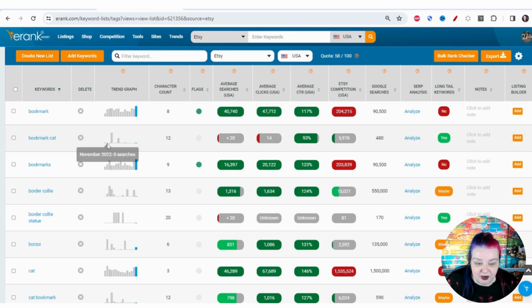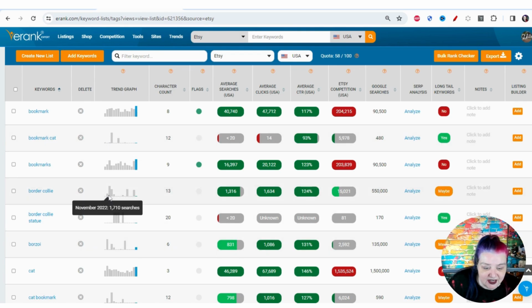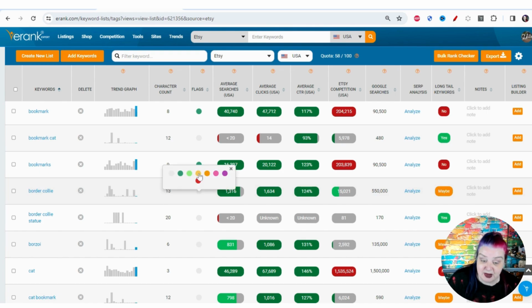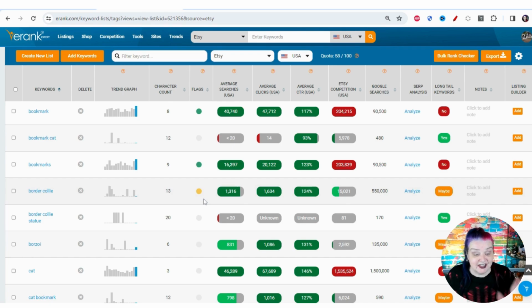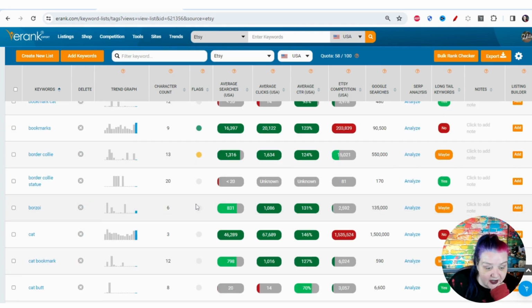But then we look at bookmark cat. It doesn't have a lot of searches. People did find me. They have found me for that. So yes, I will keep on making cat bookmarks, but I'll think about it. The same with border collie. That is telling me there's a bit of search volume throughout the years. So I'm going to put that onto maybe an orange, an amber list to say kind of important, but it's not where my focus is going to be.